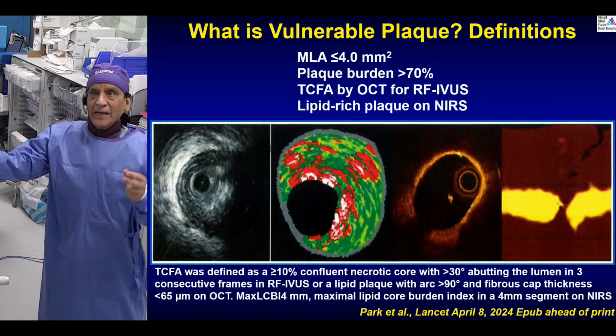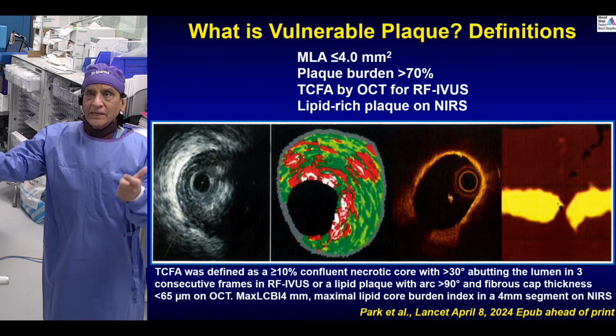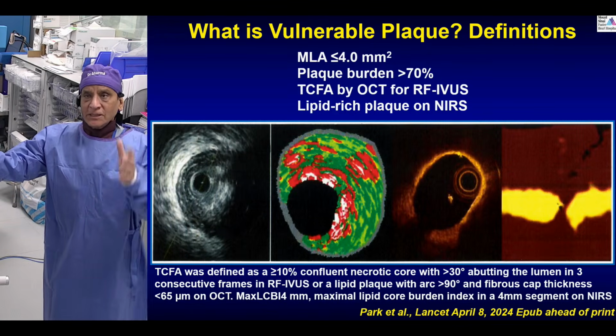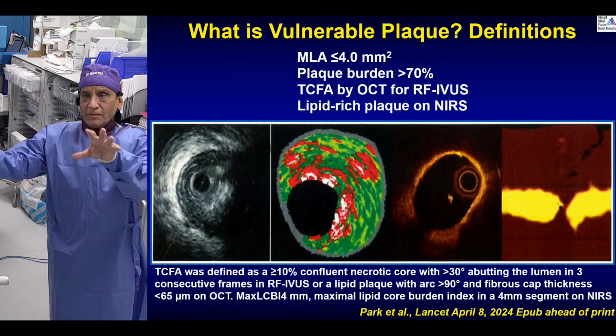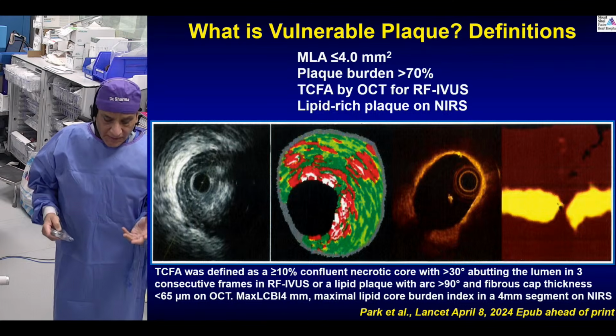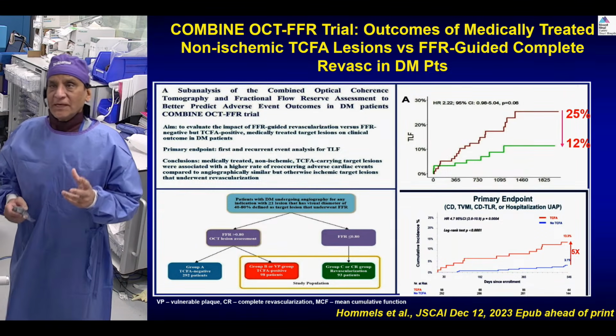The definition says MLA less than 4 millimeter square, plaque burden more than 70%, TCFA by OCT or radiofrequency IVUS, or lipid-rich plaque on NIRS. So all these things can identify the vulnerable plaque. There are clear-cut definitions for them, and the concept originated from the combined OCT-FFR trial.